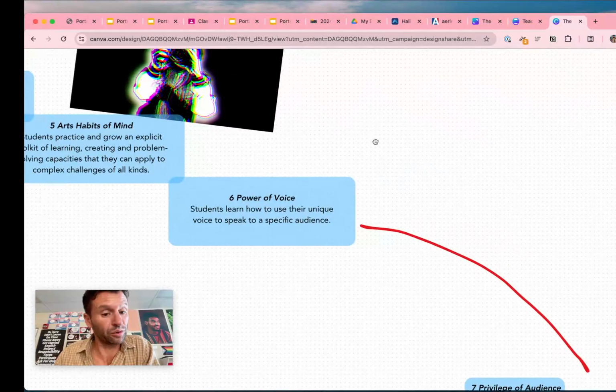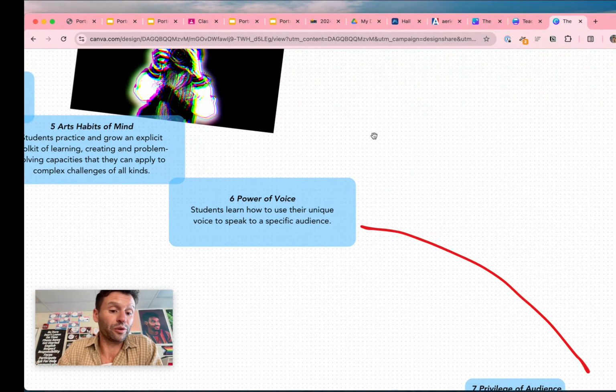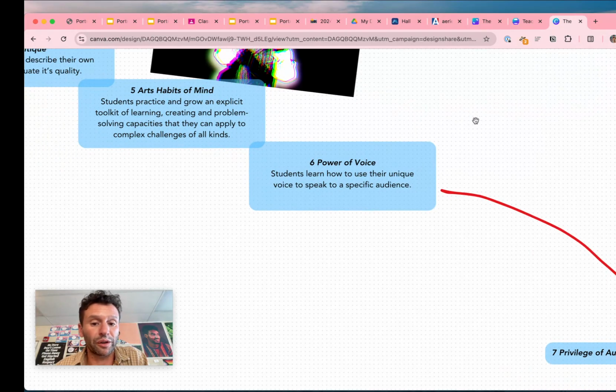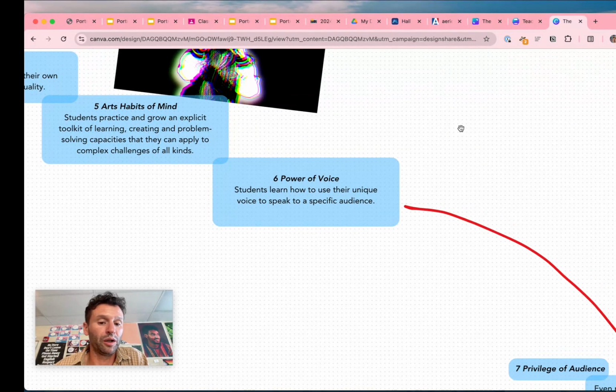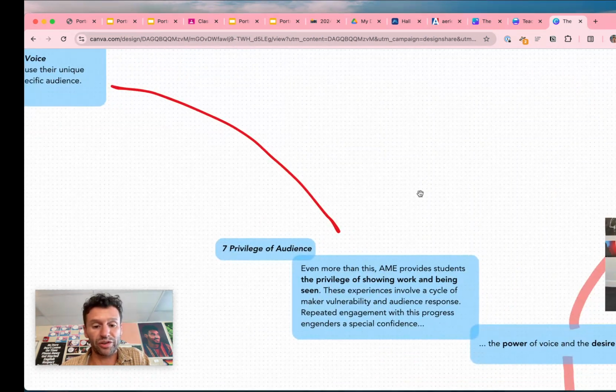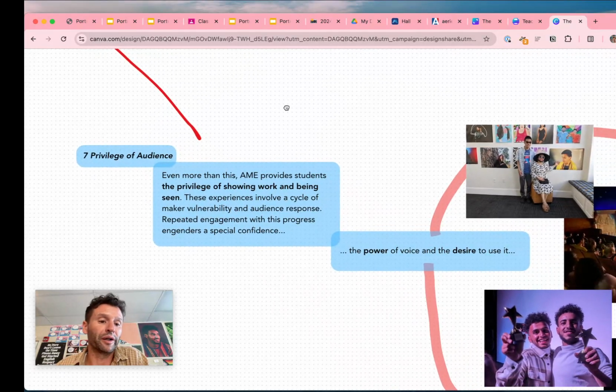Number six, I'm really into. Students learn how to use their unique voice to speak to a specific audience. And for our students and our population, I just think this is critically valuable, to learn that actually your voice has importance, your voice has power, your voice has interest, in the building and outside the building as well. And then this last one is interesting. It links with number six. It's the privilege of an audience.